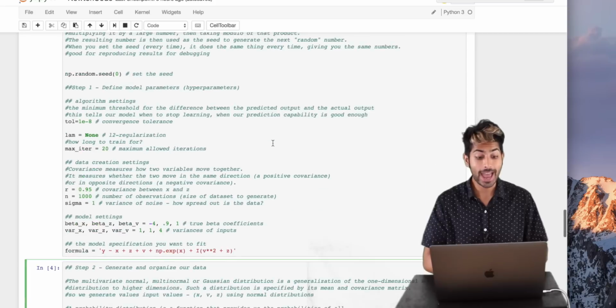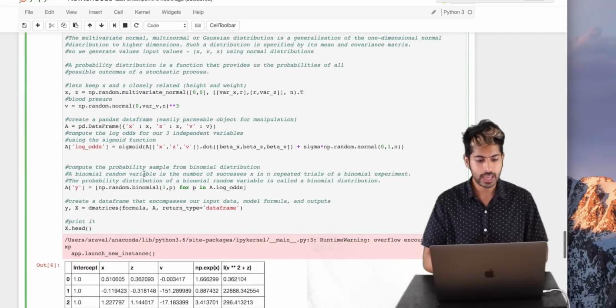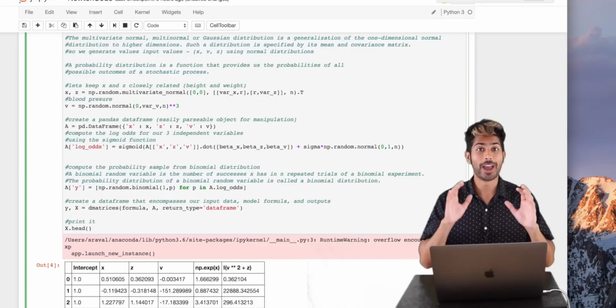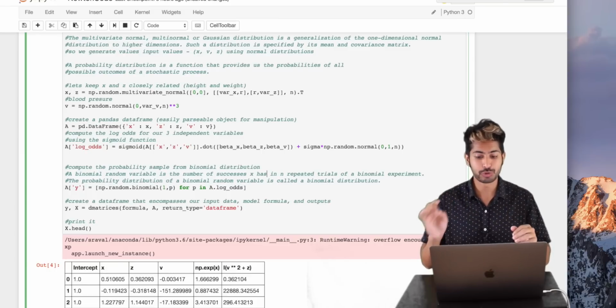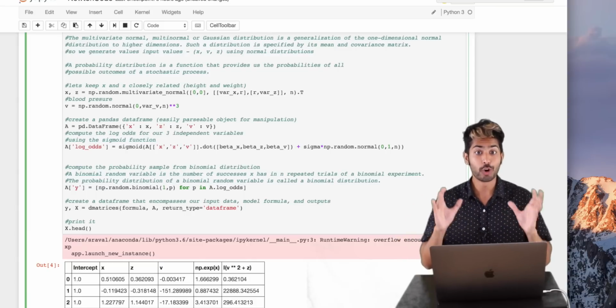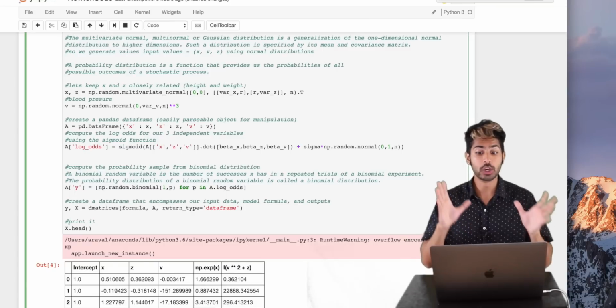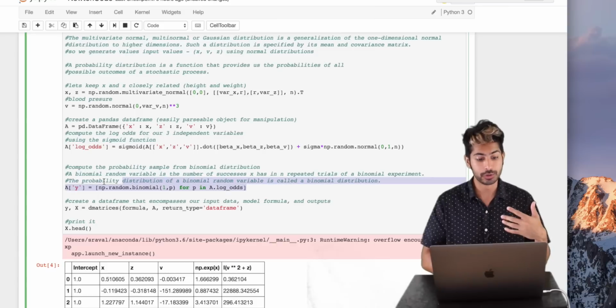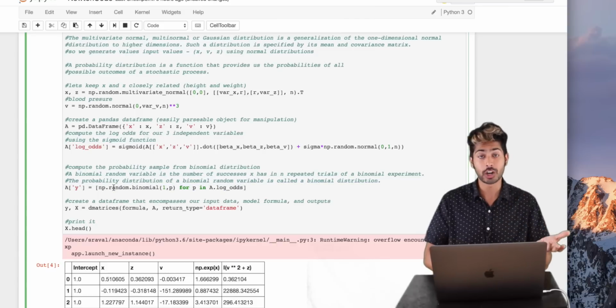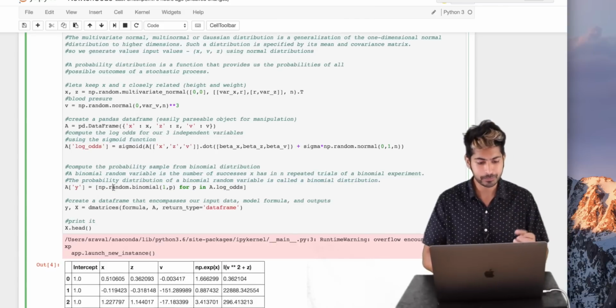And once we have that, those are the log odds, and we want to compute the probability sample from a binomial distribution. Okay, so a binomial random variable is the number of successes x has in n repeated trials of a binomial experiment. A probability distribution of a binomial random variable is called a binomial distribution, right? So we have some y output value, and it's going to be between 0 and 1, and so we'll just compute all those probabilities using this. So, randomly generated probability values.